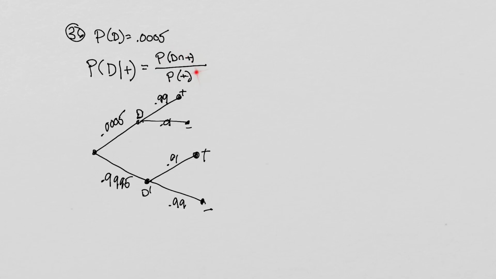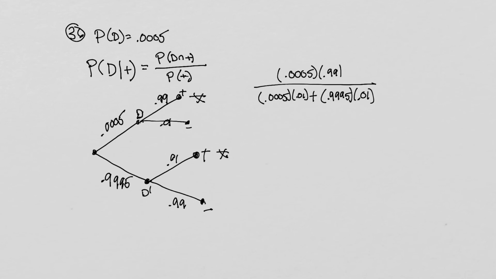So let's go back to our conditional probability and see if we can get these numbers. First of all, the intersection of D and plus is right here. So that number is going to be 0.0005 times 0.99, over, and now our denominator. Our denominator is how to get a plus. Well, look, we can get a plus result right here and right here. So let's get those numbers. And when I calculated that to 4 decimal places, I got 0.472.